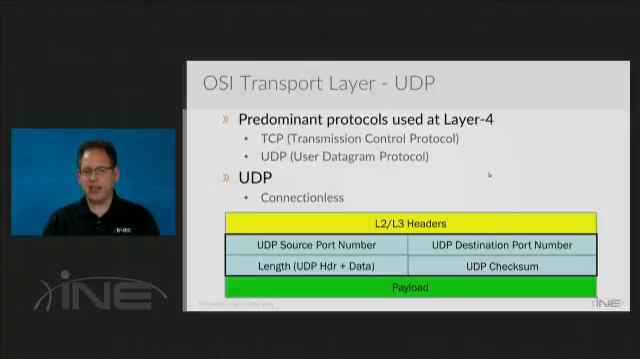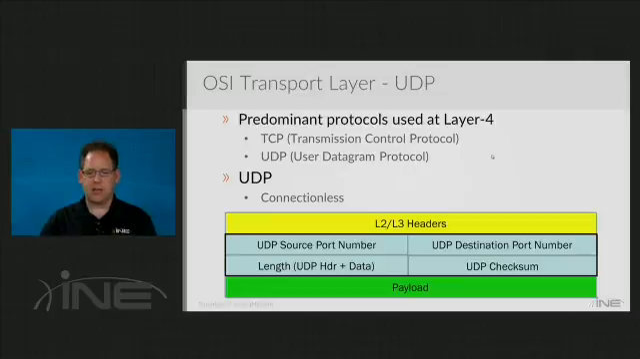Now I've got 3 examples here of common UDP port numbers that you should memorize for the exam and for other purposes. So one would be TFTP, the Trivial File Transfer Protocol, that uses UDP port 69.